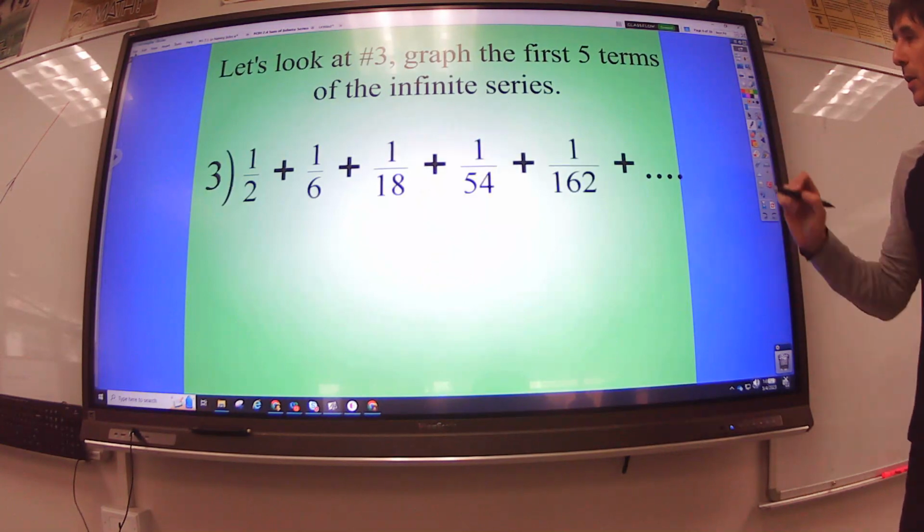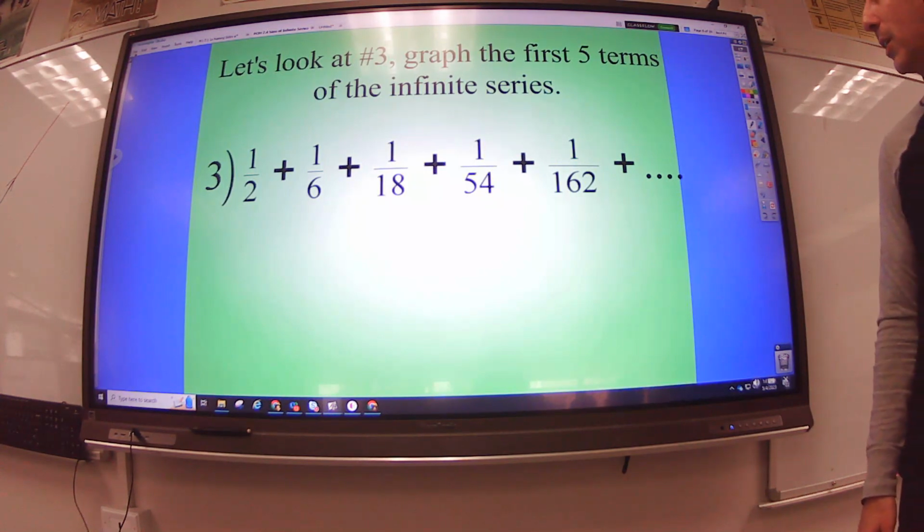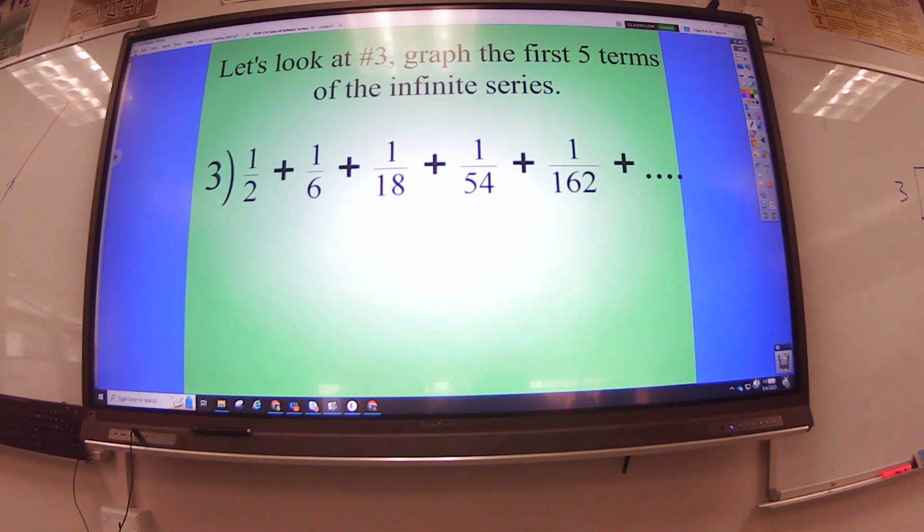So, okay, here we go. Let's look at number 3 on your homework. Number 3 wants you to graph this, okay? Graph the first 5 terms of the infinite series. Okay, so we want to graph this. So I'll give you a second to write this out.